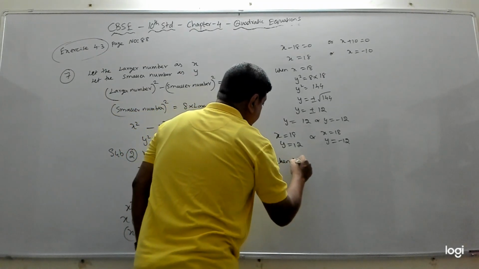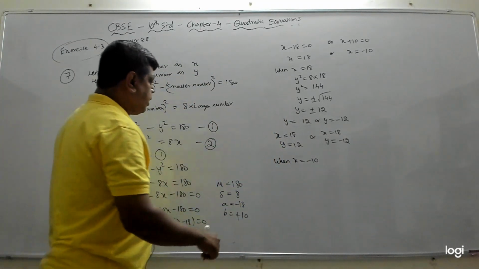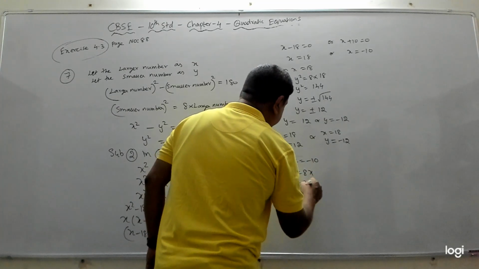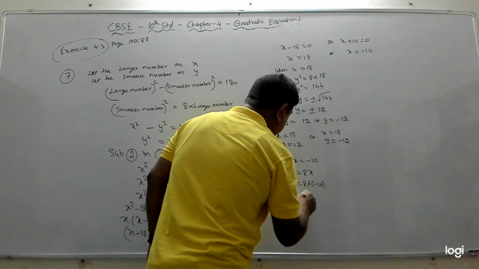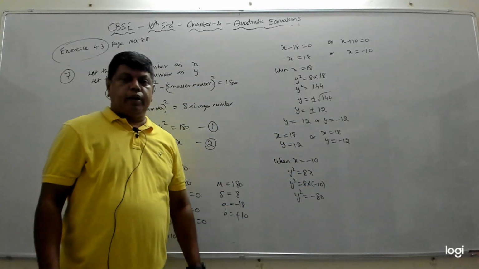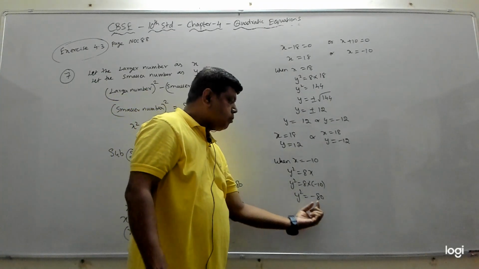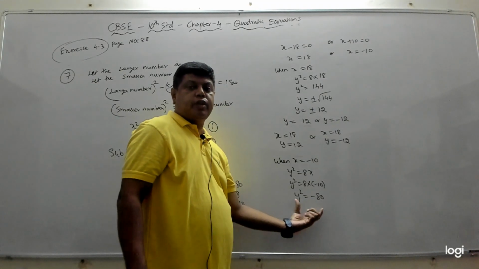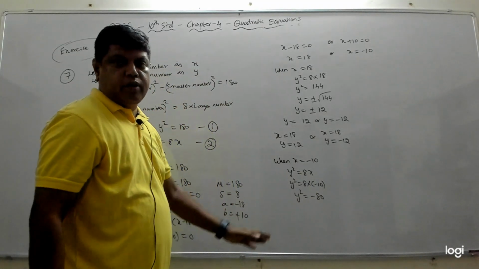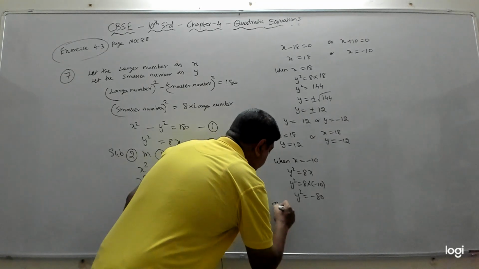When x is equal to minus 10, let's try to find what is y square. Y square equal to 8 into x. So y square is equal to 8 into minus 10. Your y square becomes minus 80, which is not possible, because the square of any real number cannot be negative. So therefore we cannot solve this. Y square equal to minus 80 means this is an invalid case.